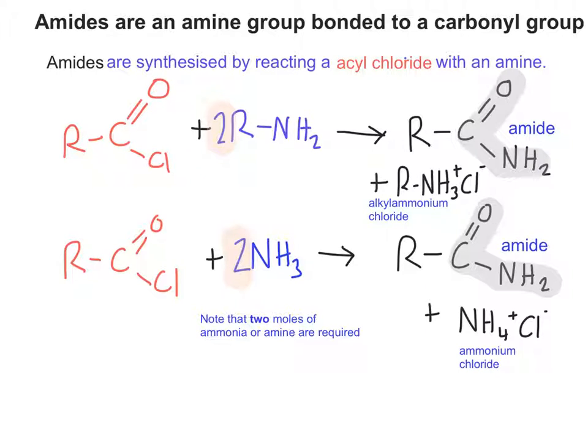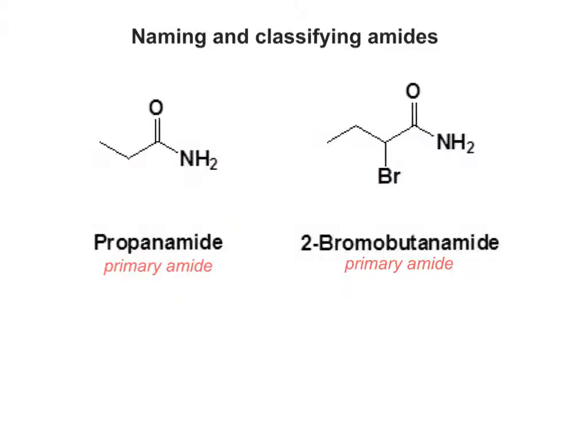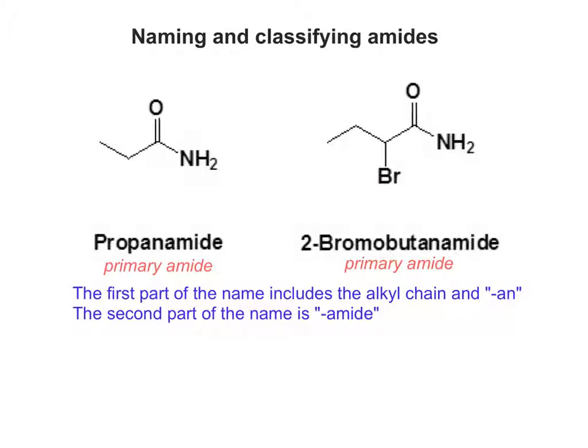So let's now have a look at how we might name amides. I'll show you a couple of examples. The naming of amides is not that different to the naming of amines. The first part of the name includes the alkyl chain, so in this case we've got propan and 2-bromobutane. The second part is the amide bit.